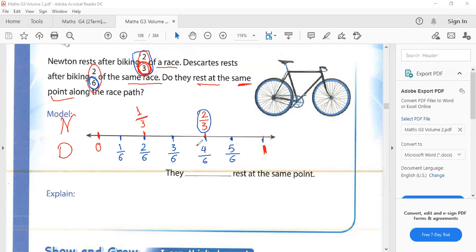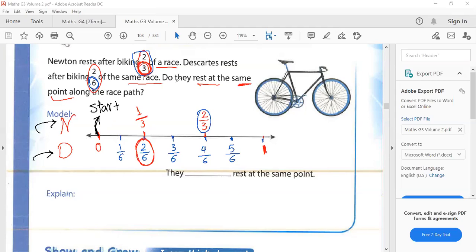We're going to circle 2/6. Where is 2/6? We're going to circle it. So this is the starting point. I need you to know this 0 is the starting point. You start the race from 0. Right? Okay, so who rests first, Newton or Descartes? Yes, Descartes.